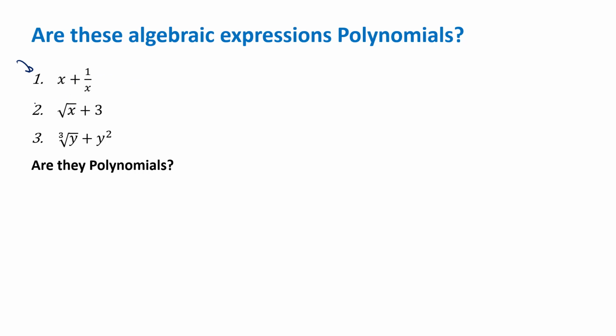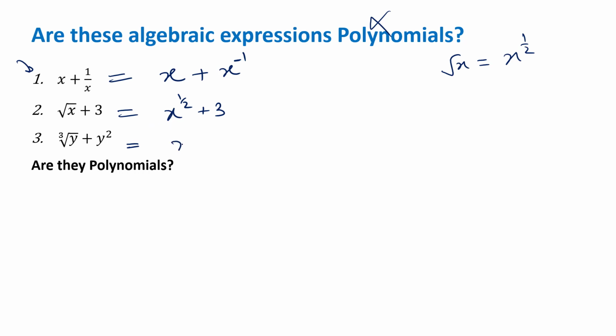Let me tell you, all these algebraic expressions are not polynomials. Why? In the first one, it is x plus 1 upon x, and 1 upon x is x raised to power minus 1. Here, this is root x plus 3, and root x is equal to x raised to power 1 by 2, so it is x raised to power 1 by 2 plus 3. And in the third expression, it is y raised to power 1 by 3 plus y square.